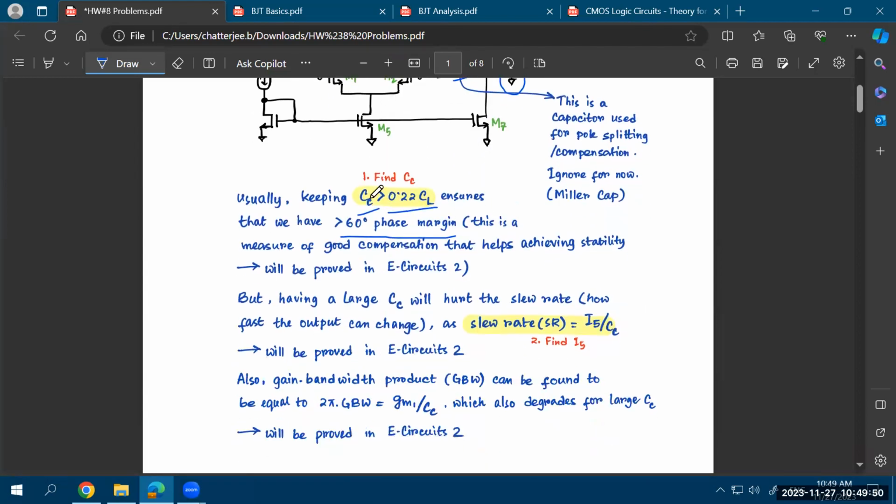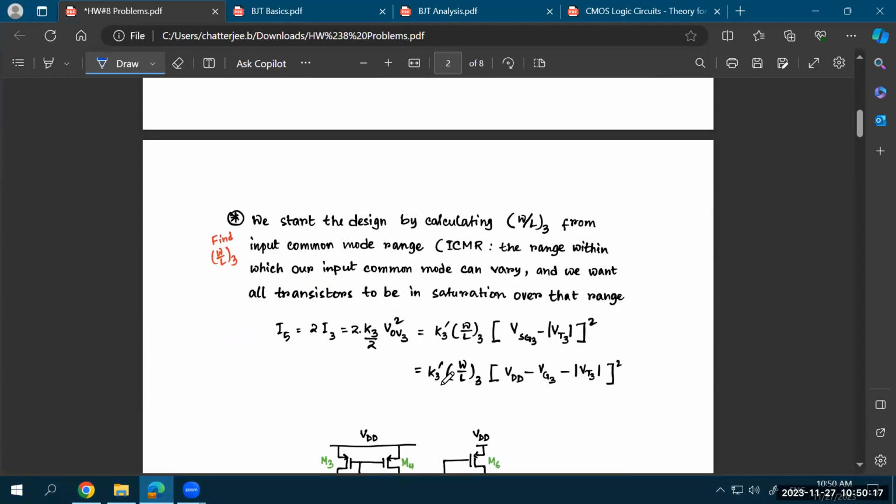But as you increase your load capacitance, your slew rate will reduce. So you have to keep an eye on your slew rate. If there is a specification that says your slew rate needs to be this much, you have to have an upper limit on your compensation capacitance, because if you make it too large, your slew rate will become smaller and smaller. Similarly, the gain bandwidth product will become smaller and smaller if your compensation capacitance is too large.